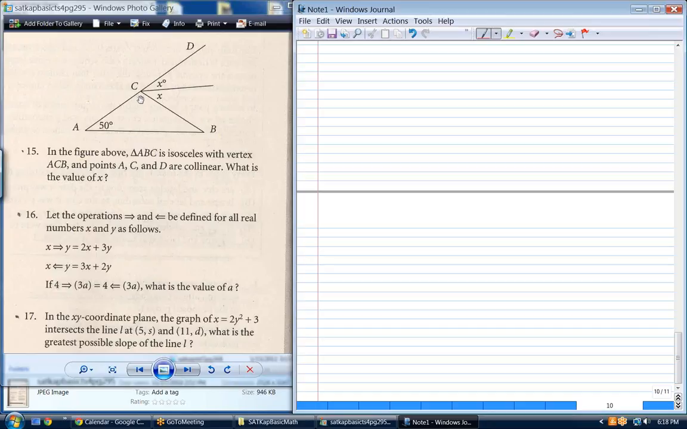Okay. If this angle is 80, what are both of these equal to? 50 each, 100 total. Each one is 50, so the value of x is 50. But this angle DCB is not 100, because 2 times 50 is 100.